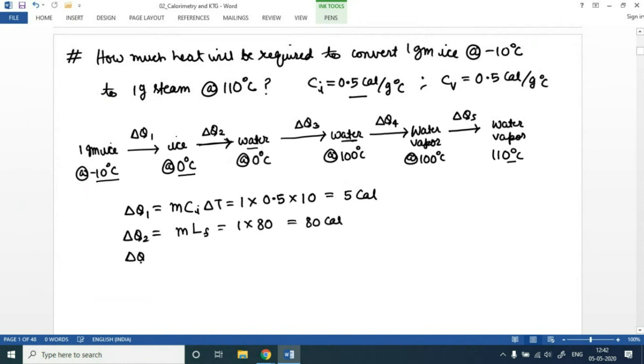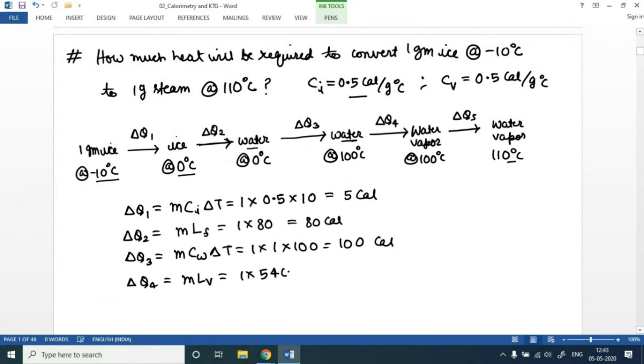And similarly, delta Q3 would be the temperature change. So m times specific heat capacity of water into delta T. So that would be 1, and specific heat capacity of water we know is 1, and change in temperature would be 100 for this delta Q3. So that's going to be 100 calorie over here. And finally, delta Q4 would be again m times L_V. So that would be 1 into 540.